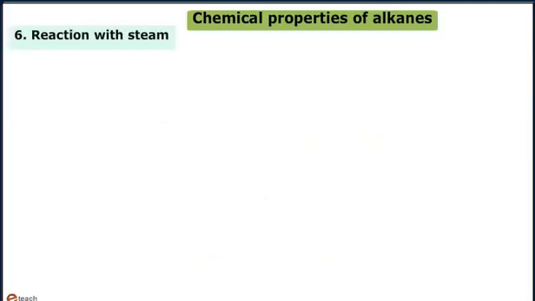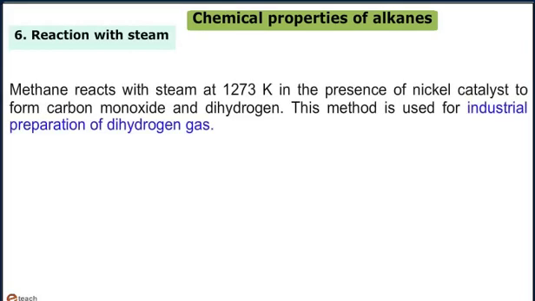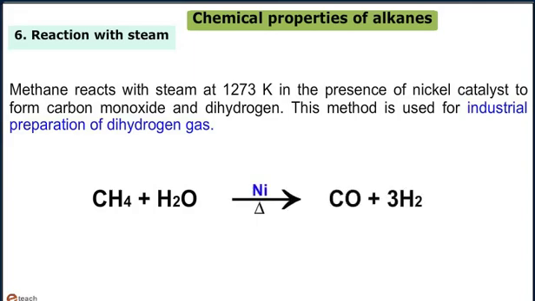The sixth reaction is reaction with steam. Methane reacts with steam at 1273 Kelvin in the presence of nickel catalyst to form carbon monoxide and dihydrogen. This method is used for industrial preparation of dihydrogen gas. Consider the reaction CH4 plus H2O in presence of nickel as catalyst gives CO plus 3H2.